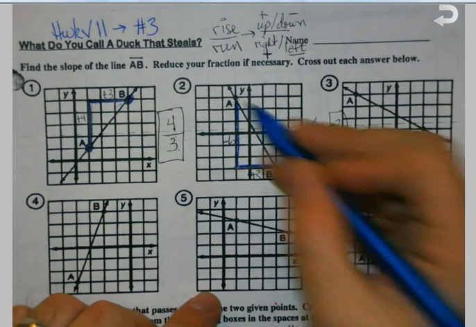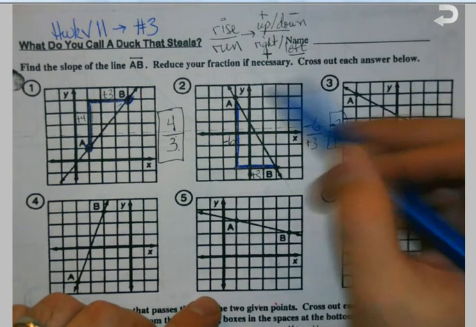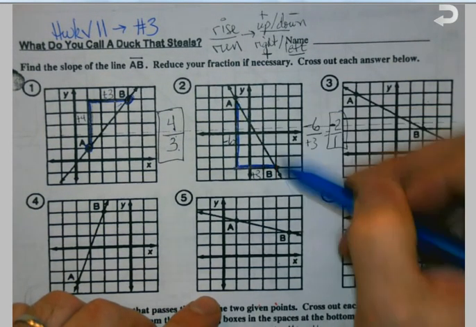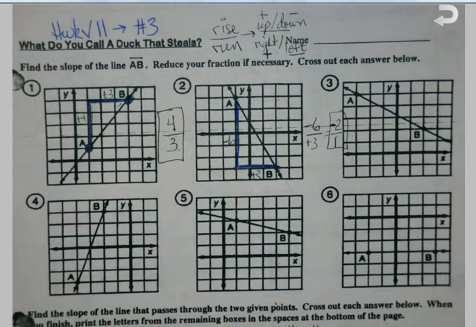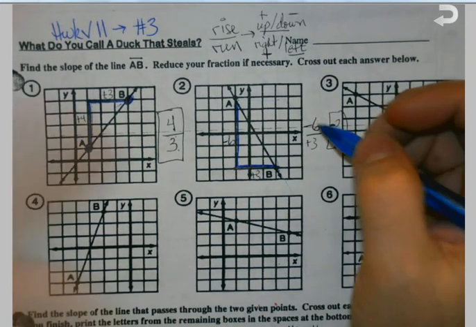How do you know which side of the line? You mean if I went this way or if I went like this? Doesn't matter. I'll get the same answer. Yep, that's the cool thing with slope. You can go in any direction you want and you'll still get to the right answer. And I'll even show you that on this one.